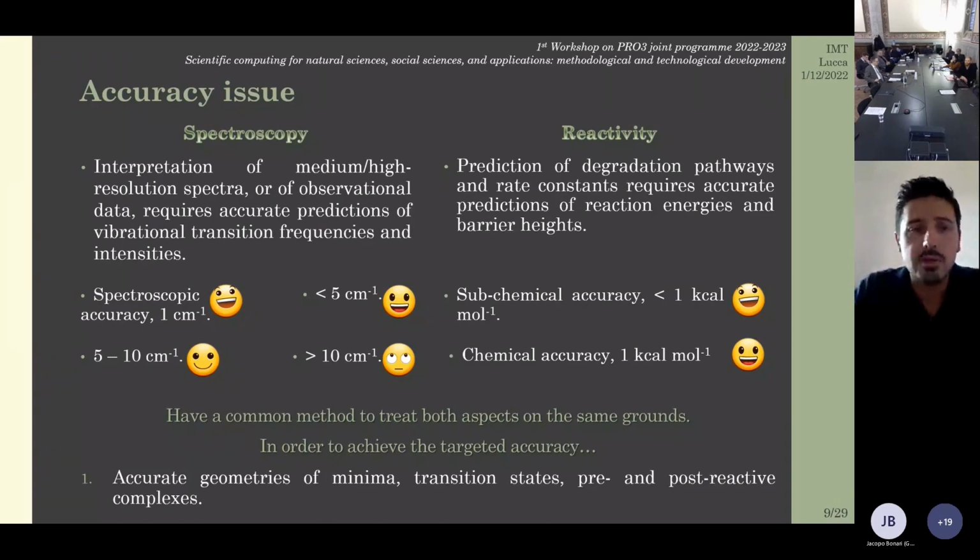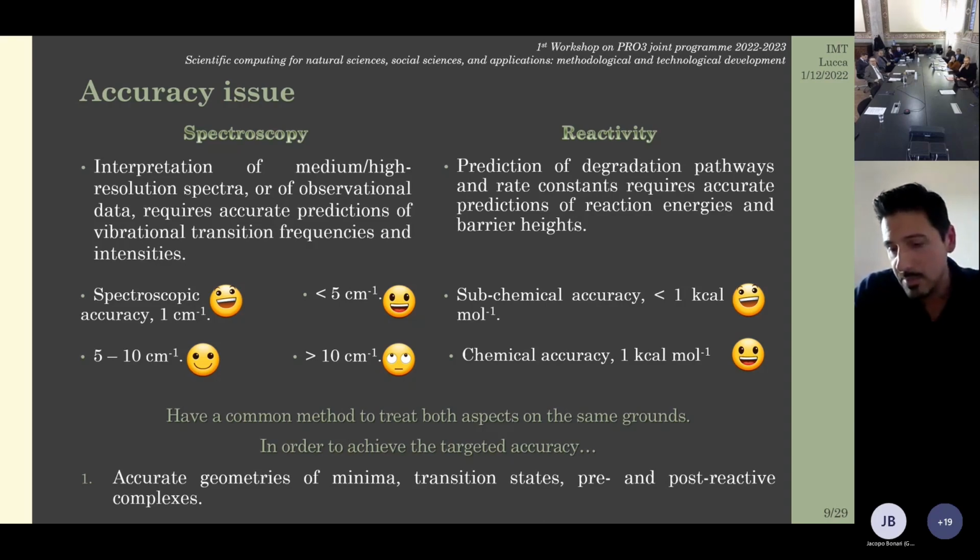As I said before, we need to consider both spectroscopy and reactivity. From the point of view of spectroscopy, for computational approaches to be useful, they must fulfill strict accuracy requirements in the prediction of the spectroscopic properties, and in particular, I refer to transition frequencies and intensities. The ideal target is the so-called spectroscopic accuracy. In practice, the ability of predicting transition frequencies with an accuracy of 1 wave number.